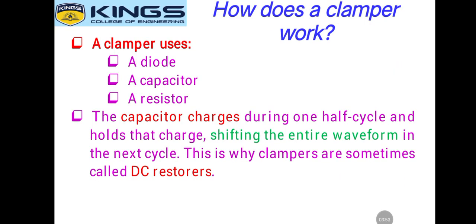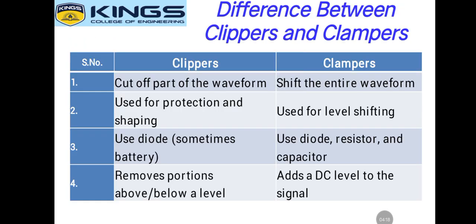How does a clamper work? A clamper uses a diode, a capacitor and a resistor. The capacitor charges during one half cycle and holds that charge, shifting the entire waveform in the next cycle. This is why clampers are sometimes called DC restorers.